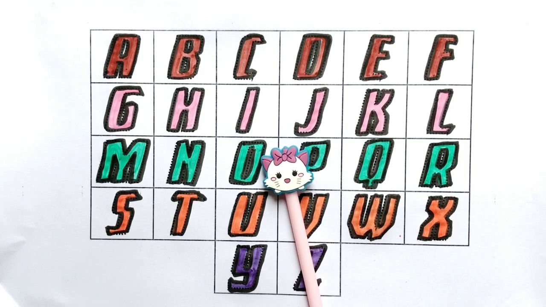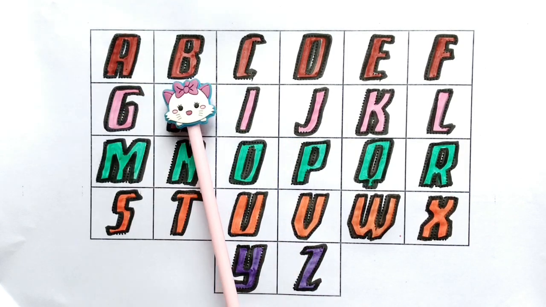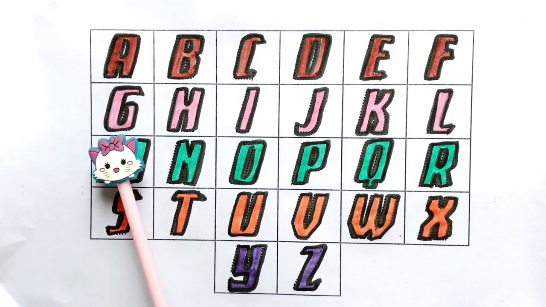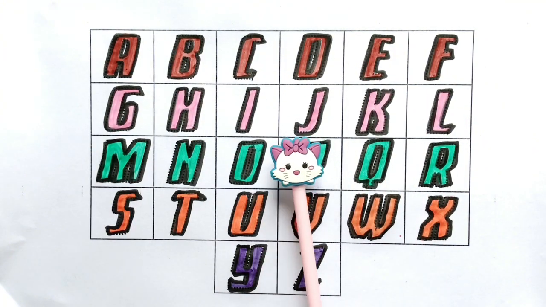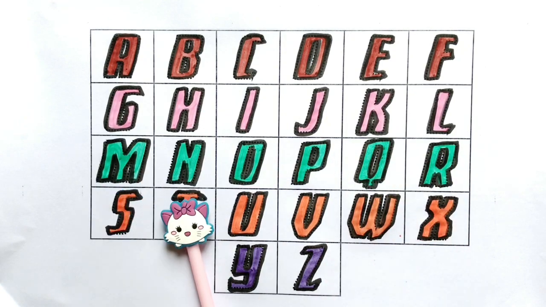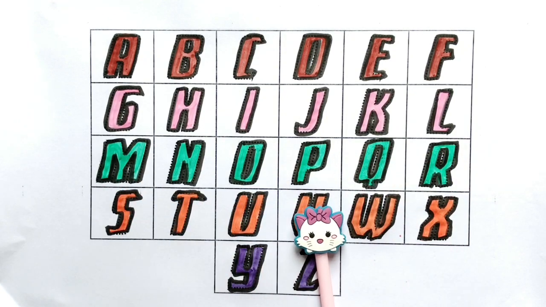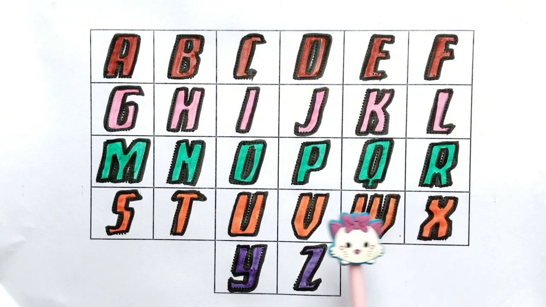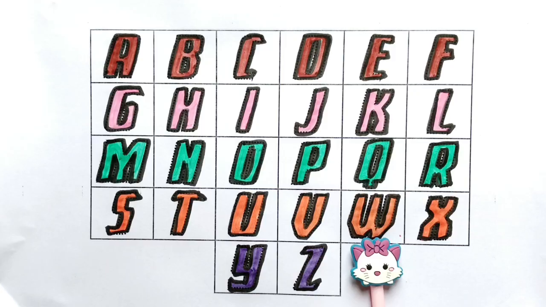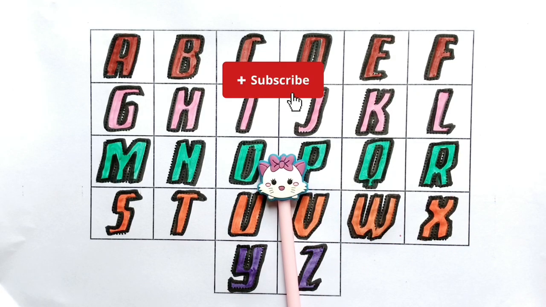Let's repeat. Learn uppercase letter A, B, C, D, E, F, G, H, I, J, K, L, M, N, O, P, Q, R, S, T, U, V, W, X, Y, and Z.